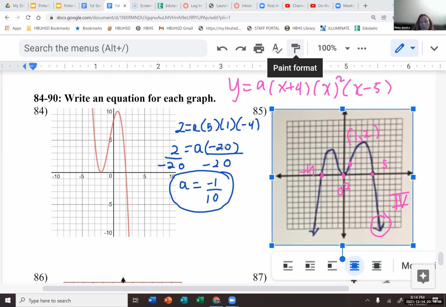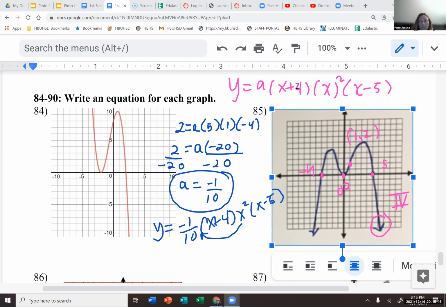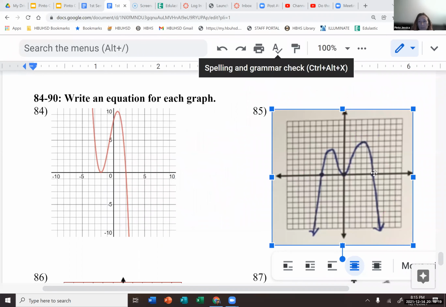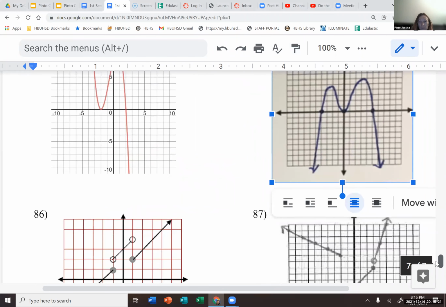And that matches what my graph says with it being a negative, which is good. So then plug that in, y equals -1/10, parentheses, I almost put a again, x plus 4, x squared, and then x minus 5. Usually we'll see the x squared as the first one here, but whatever order it's in is totally fine. All right, that was actually pretty fun. It was not as bad as I thought it would be.